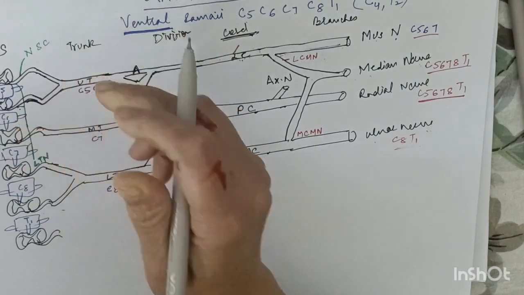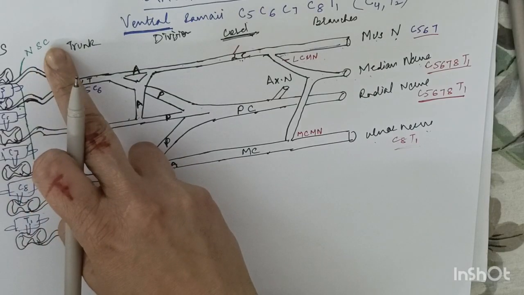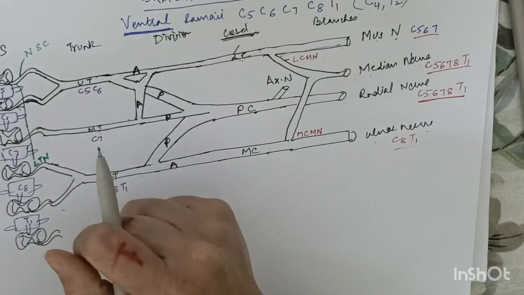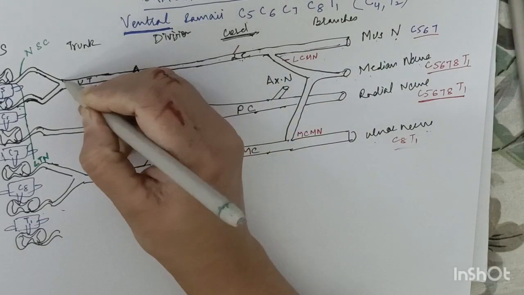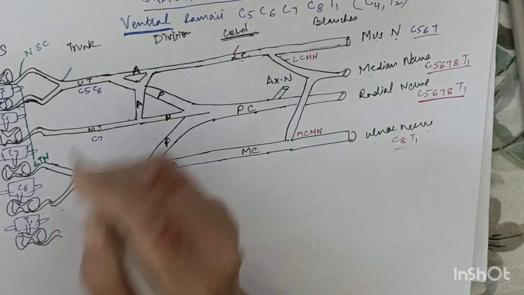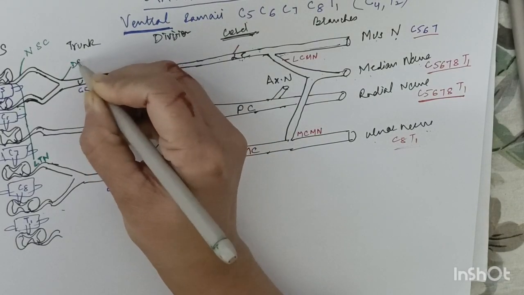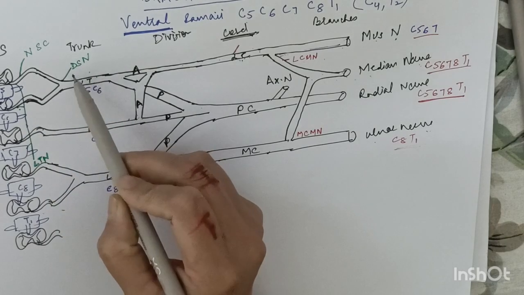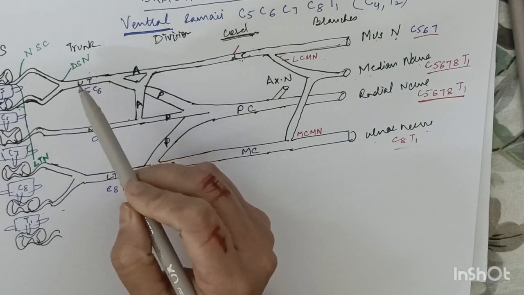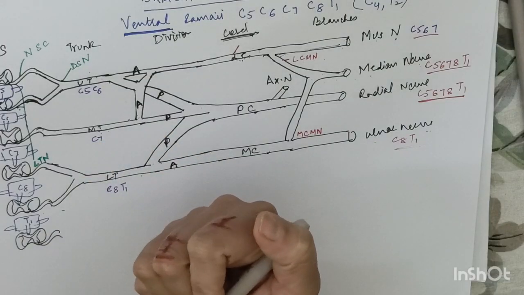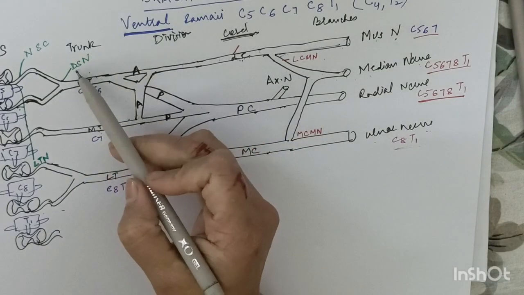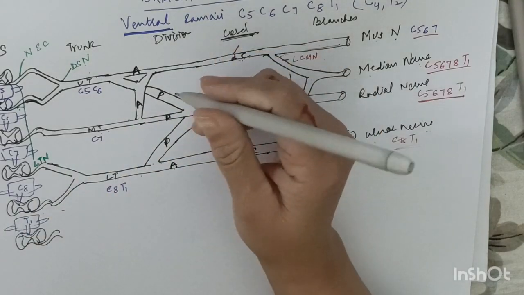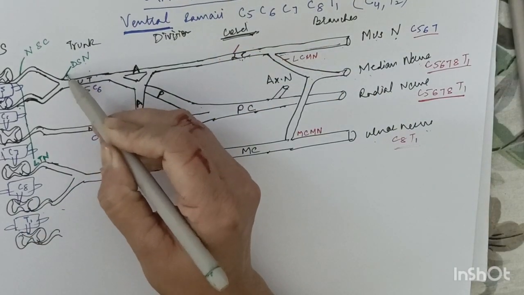So that is supplying, its nerve root value is C5 itself, and it is supplying the muscle called subclavius. Fine. Then there is another nerve arising from here, that is the dorsal scapular nerve, which has the root value of C5 and C6. The dorsal scapular nerve supplies the rhomboids as well as the levator scapulae. Rhomboids and levator scapulae.